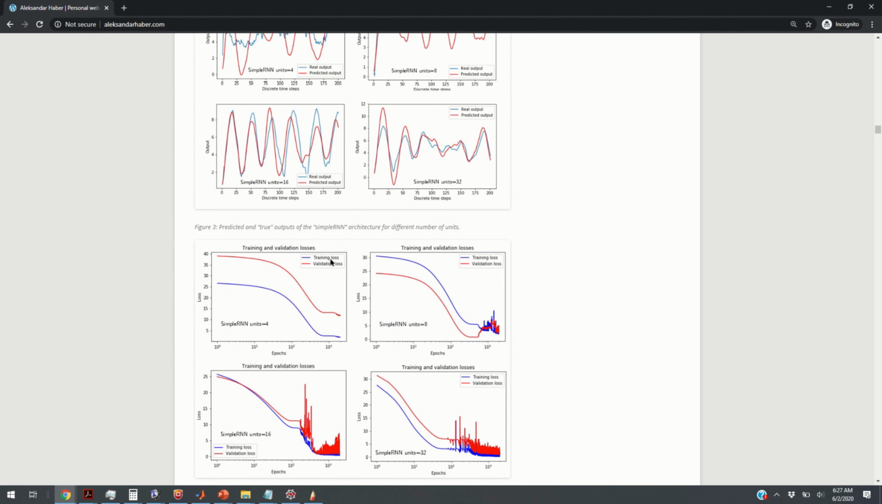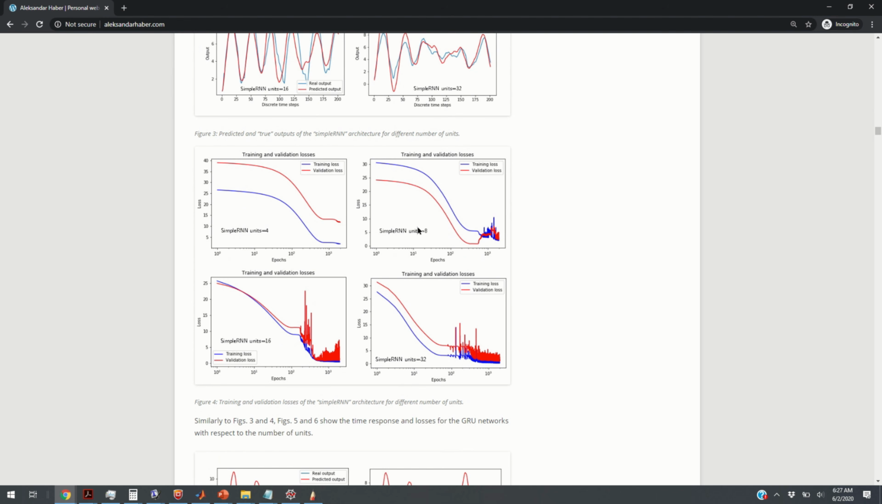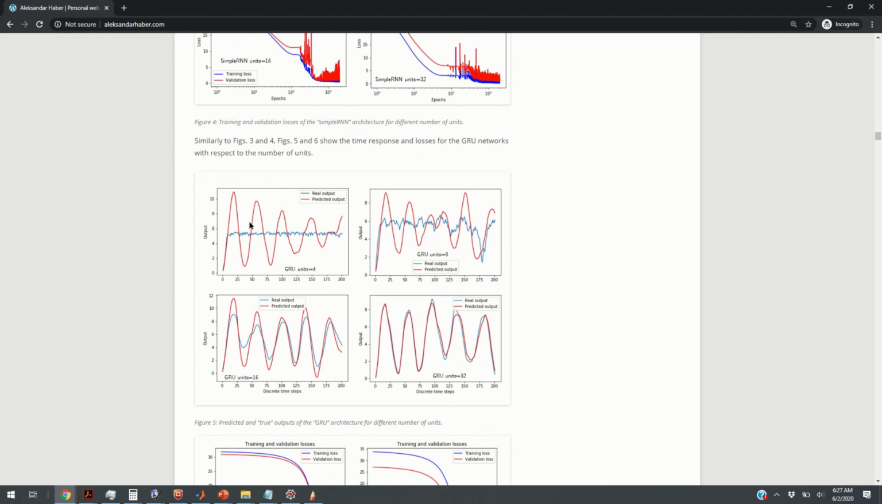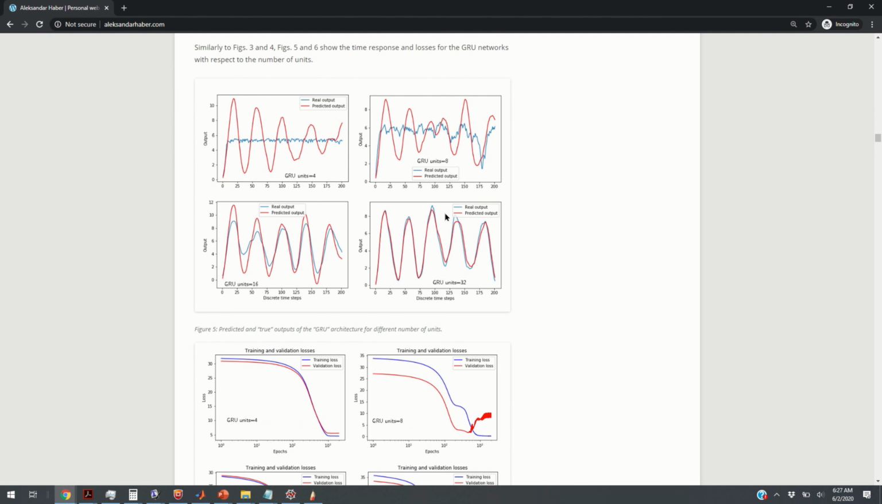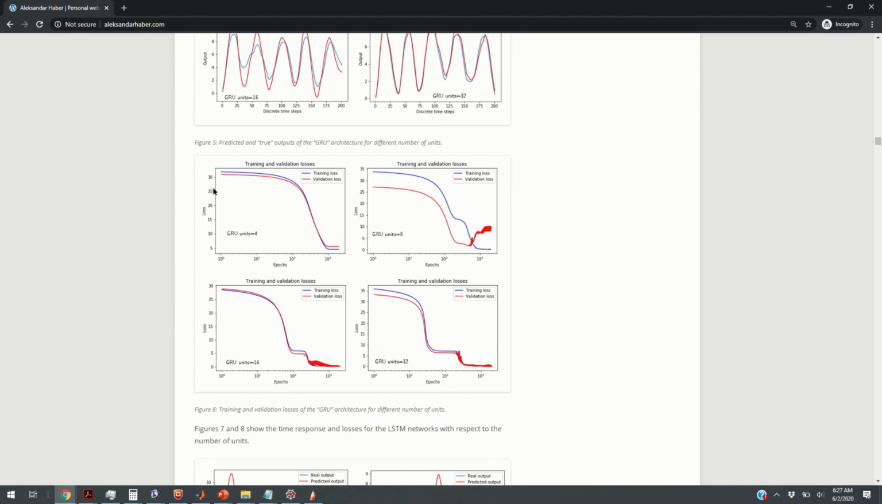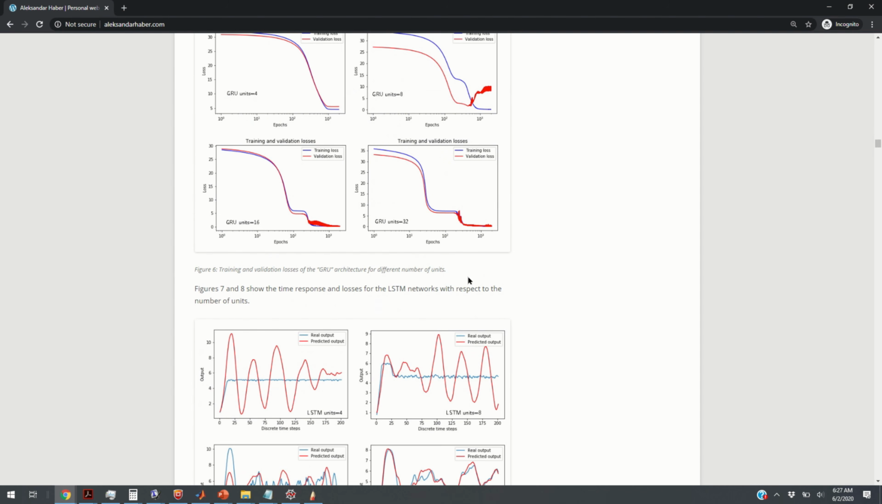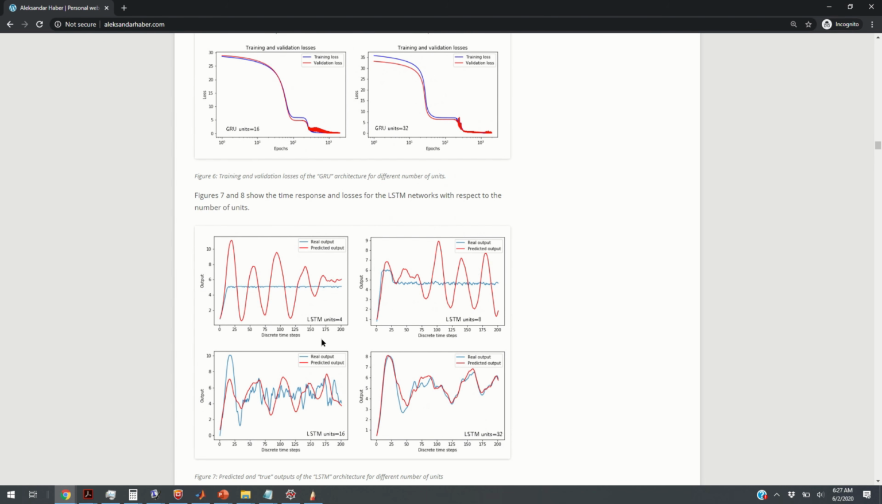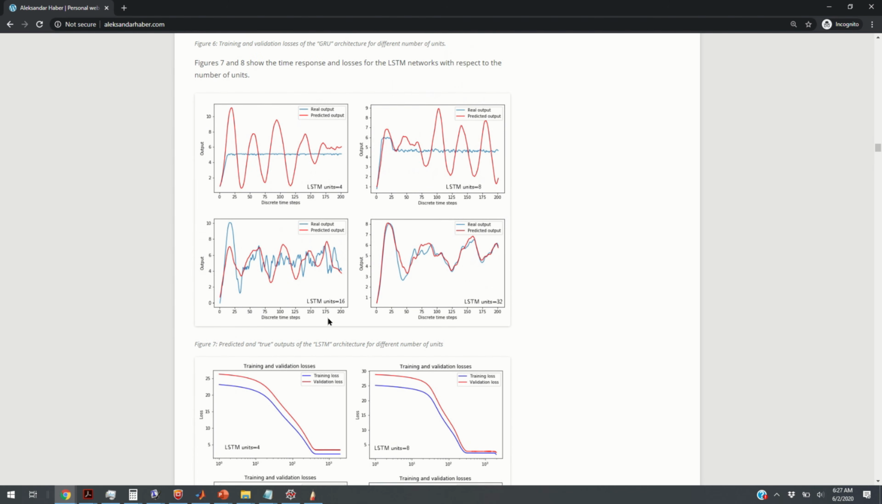And here you can see the training and validation loss. You can clearly see how the training and validation losses behave. Here you can see the prediction performance for the GRU network. Similar phenomena: you need a higher model order to produce the network output, although in practice remember that the state order of the mass and spring system is equal to 2. Here you have validation and training losses for the GRU, and everything is repeated for the LSTM.